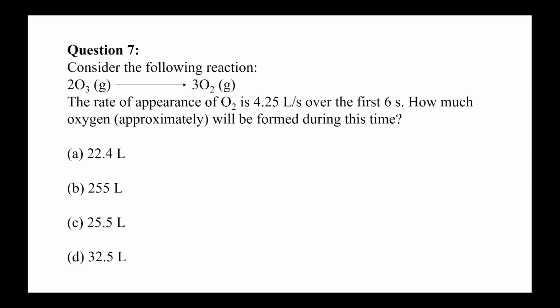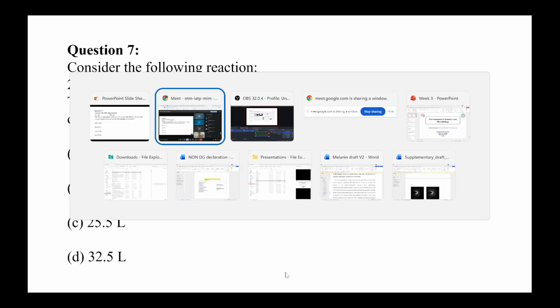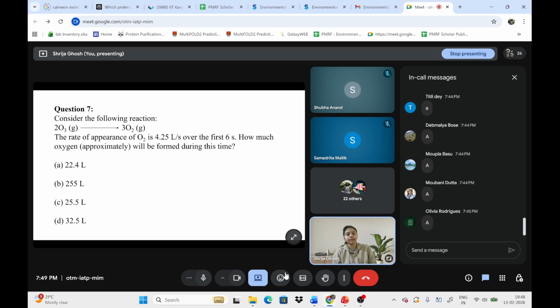So rate is given, time is given. You have to find the concentration of oxygen that will form during this first 6 seconds. How many liters of oxygen will form during this first 6 seconds? Your options are option A 22.4 liter, option B 255 liter, option C 25.5 liter, option D 32.5 liter. Everybody do your calculation and let me know your answer in the chat box.